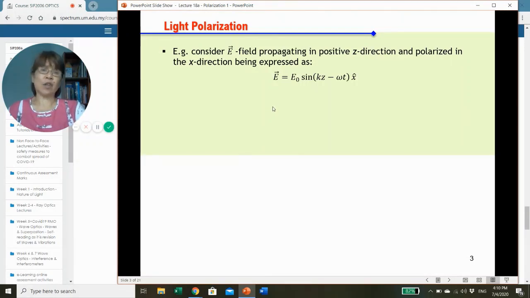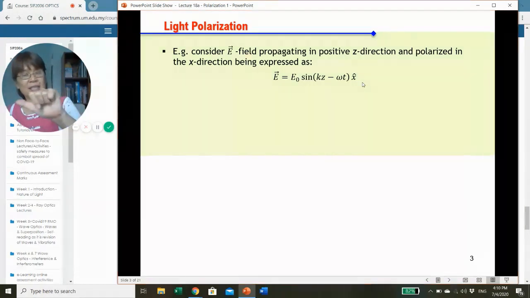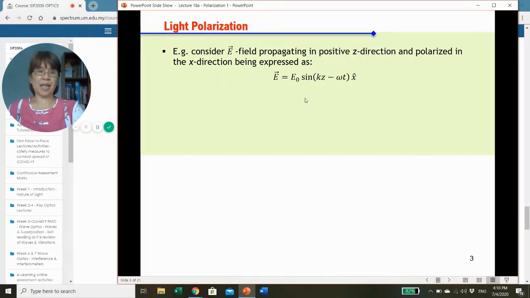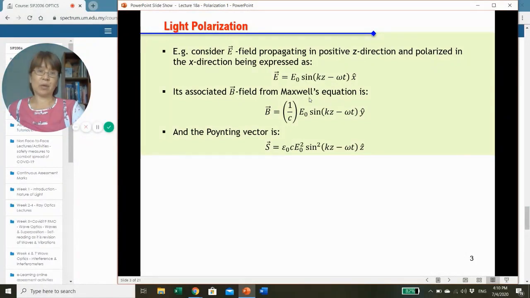Let's consider an E field of a wave that is propagating in the Z direction, and it is polarized in the X direction. So the B field will be written, by Maxwell equation, as related to this by a factor C, which is the speed of light, assuming that it's traveling in vacuum or in air. So just 1 over C times E0, and it will be in the Y direction. And the direction of propagation, which is given by the Poynting vector, would be in the Z direction.